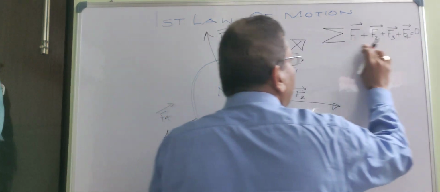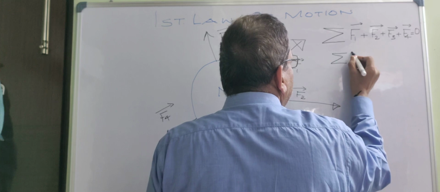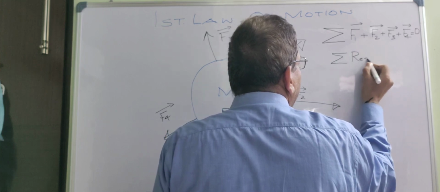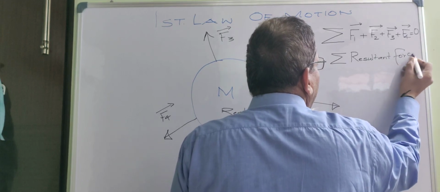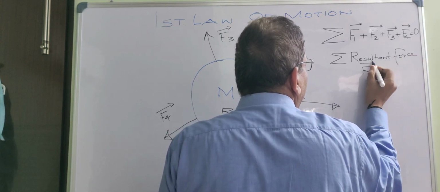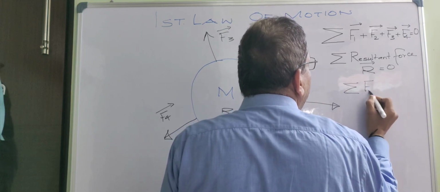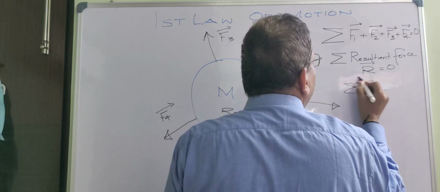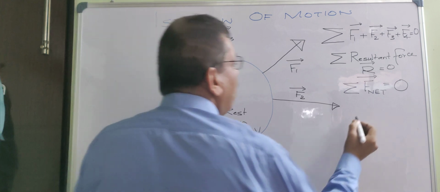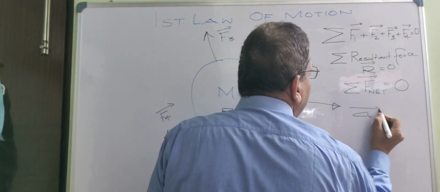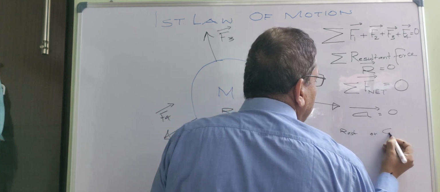Now this entire sum of the forces can be represented with one force. I can say that is the resultant force, which can be represented by R vector, or I can say the net force also. The net force is also the resultant force of all these forces. If the net force is zero, then the acceleration will be zero, or it will be at rest or moving with constant velocity.